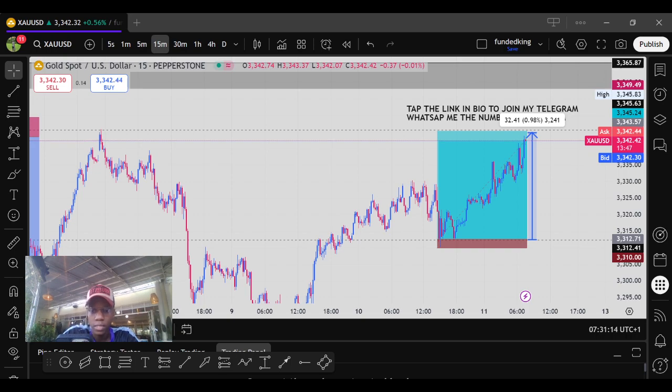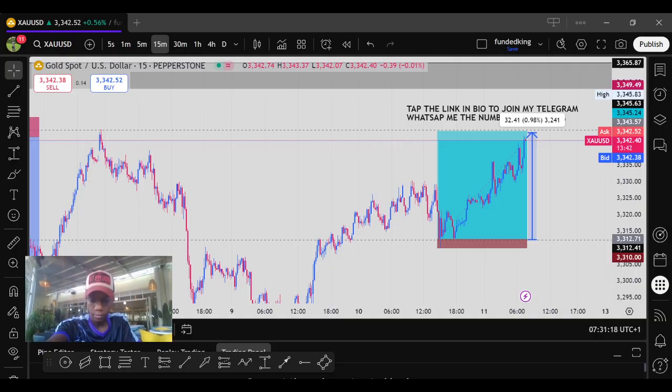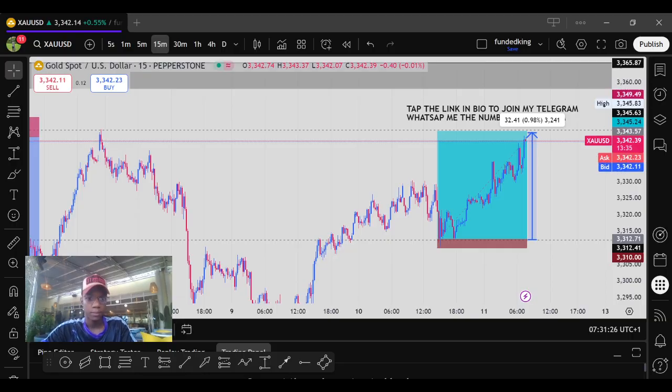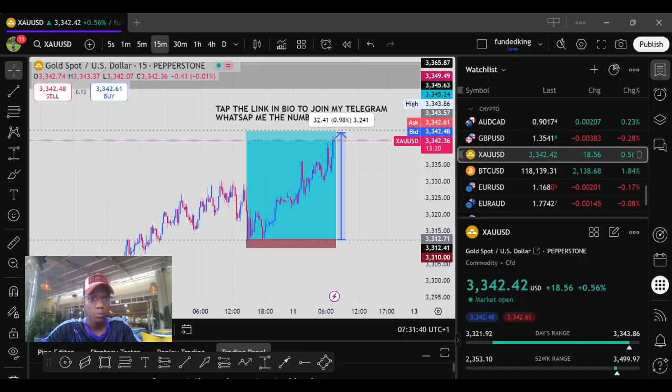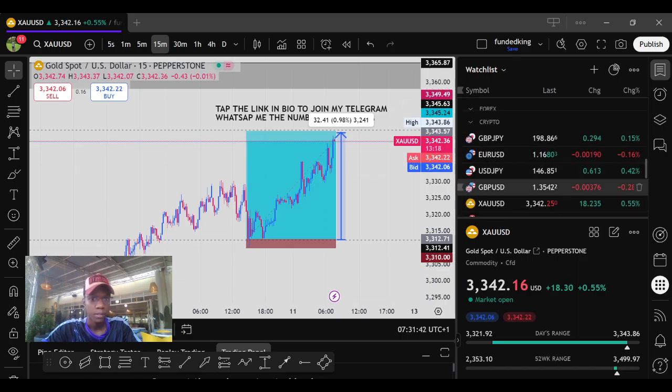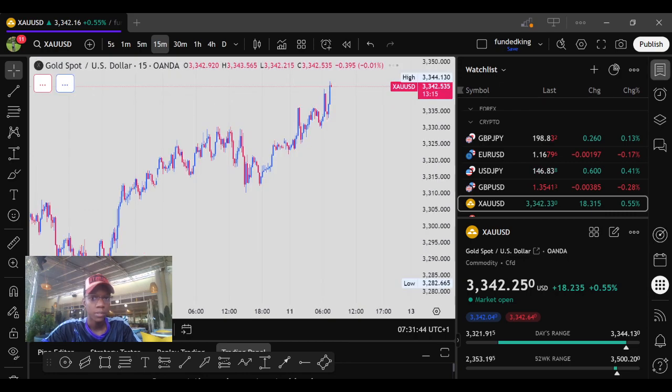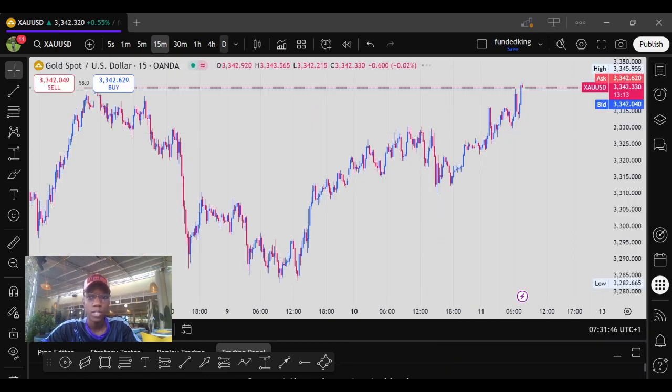Tutandika okukola analysis. Tugenda ku analyzing pairs zonna ezisinga leero. Going to analyze some pairs and then we shall talk about forex prop firms as usual. Kati tukole setup on a short, tulabe mangu mangu gold. If we are to take some sales, where should the stop loss be and where should the take profit be? Okay, XAUSD tugenda kola short term setup.